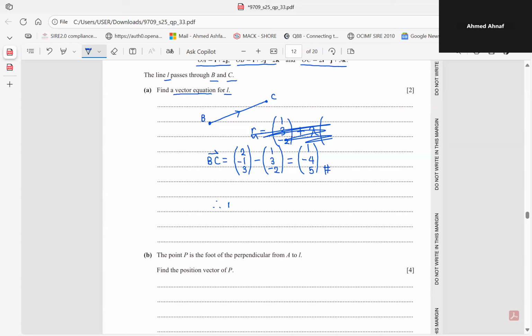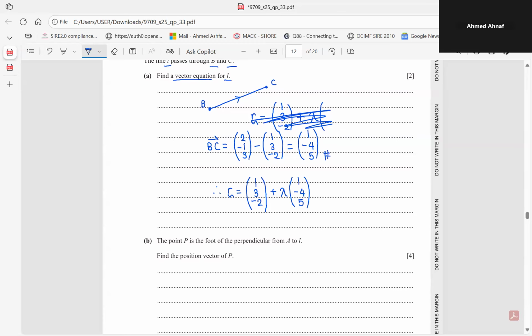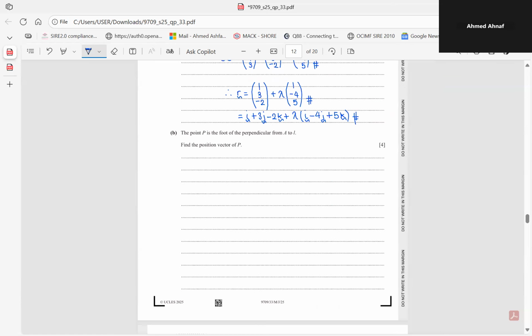Now we can write the full form as r equals (1, 3, minus 2), that's OB, plus lambda times (1, minus 4, 5). Okay, so this is our final answer. And to be safe, write it in i, j, k format as well. So i plus 3j minus 2k plus lambda times (i minus 4j plus 5k). So yeah, these are our final answers for this first part. Let's head on to the second part.